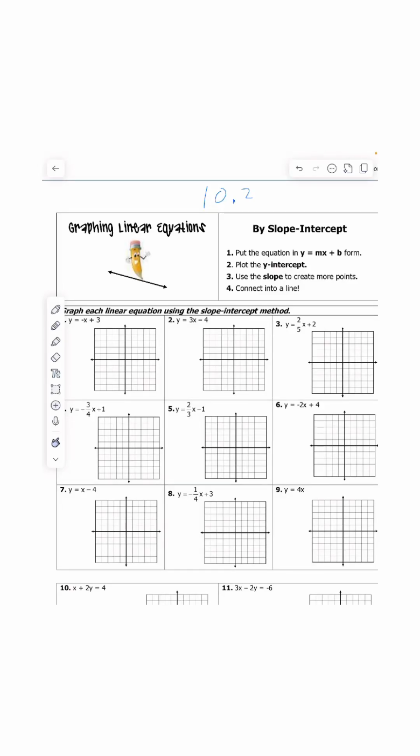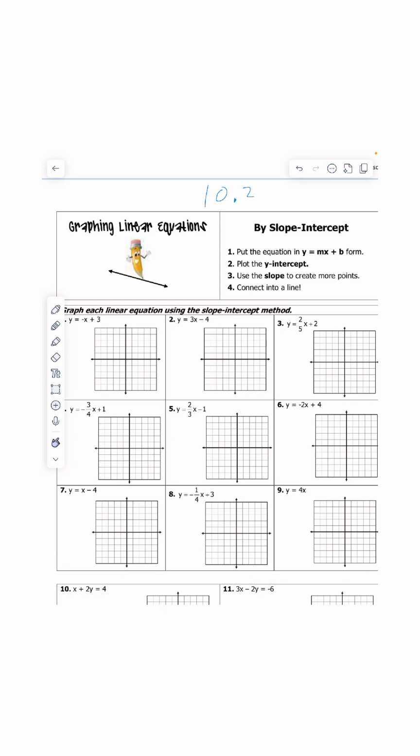In 10.2, we are graphing linear equations. First, we're going to work on when we are given the equation, making the graph. And then on the other side, we're going to work on when we are given the graph, making the equation. Here are your steps when you are graphing linear equations.